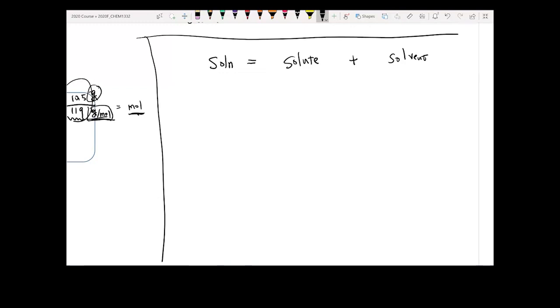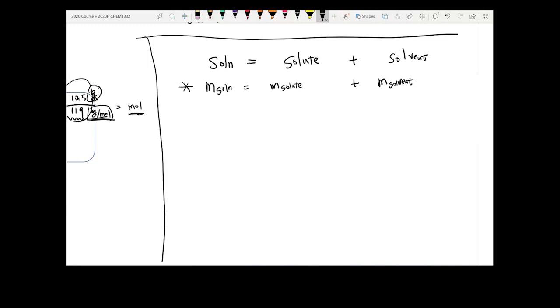Okay, and we also know the mass of your solution is going to equal the mass of your solute plus the mass of your solvent. Okay, so this is always true. The mass of your solution is equal to the mass of solute plus the mass of solvent. It's always true.